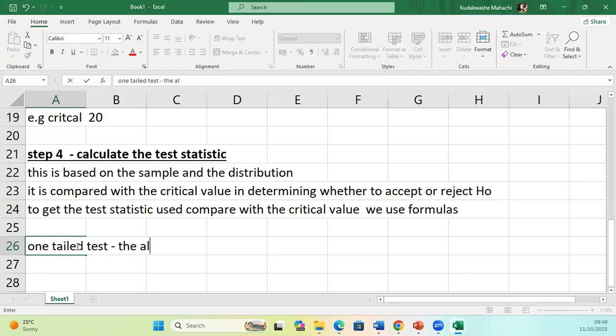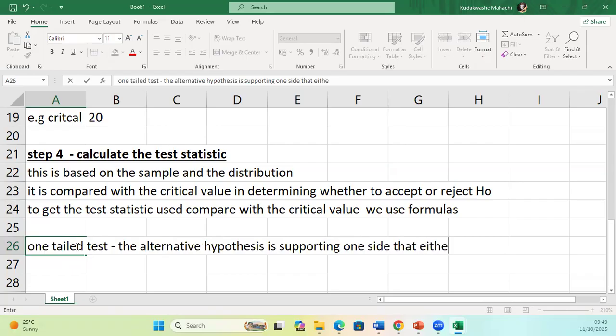The alternative hypothesis is supporting one side, either more or less. So in a one-tailed test, the alternative hypothesis will be saying, no, the population is more than that, or it will be arguing that it's less than. In our example, the alternative hypothesis would be saying there is a cure. It's just looking at one side. There are less than 10 million people. That is what the argument is saying.